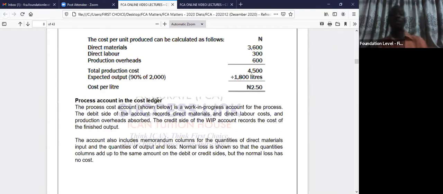The account also includes a memorandum column for quantities. So it does show only the cost. You show the quantities of input material, the quantities of finished good output, the quantities of work in progress, the quantity of losses. Your normal loss, if it is not recovered, will only have quantity, but it will not have value.